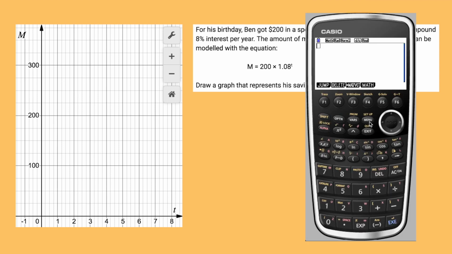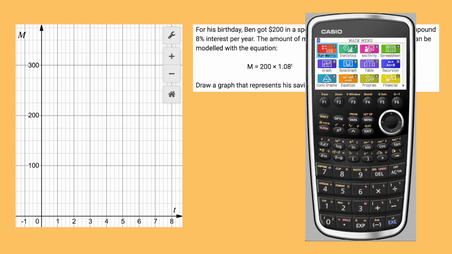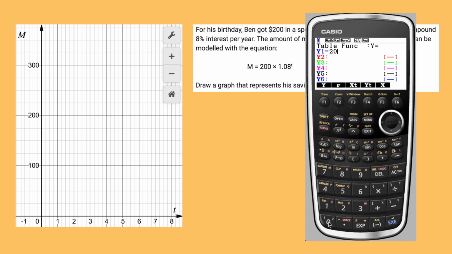As before, we go to Menu, Table, and enter the right-hand side of the equation. Instead of the t, we use x. As t represents the number of years after setting up the account, we should probably set up the table to find values from t = 0 to 10. Step 1 makes sense because we want a value for each year. We can then transfer the coordinates from the table to the graph and connect the points.